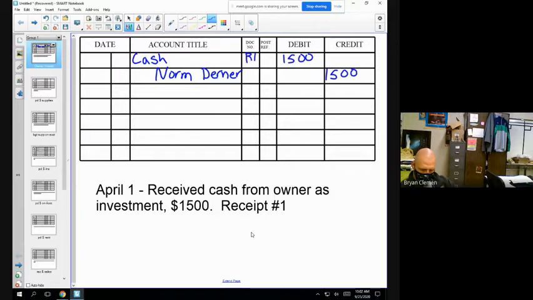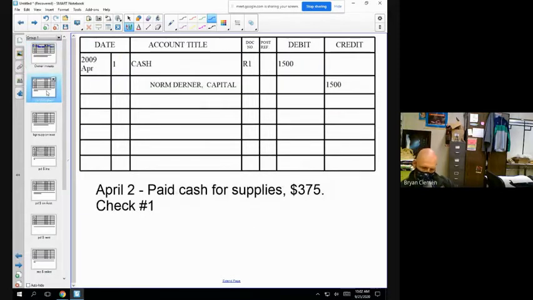And then when we start a new page, we gotta write the month, April. All right, guys, is that right? Will you read the next one, please? April 2nd, paid cash for supplies, $375, check for Rohe.